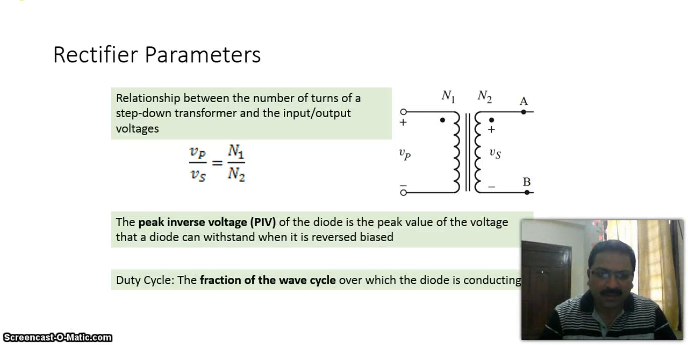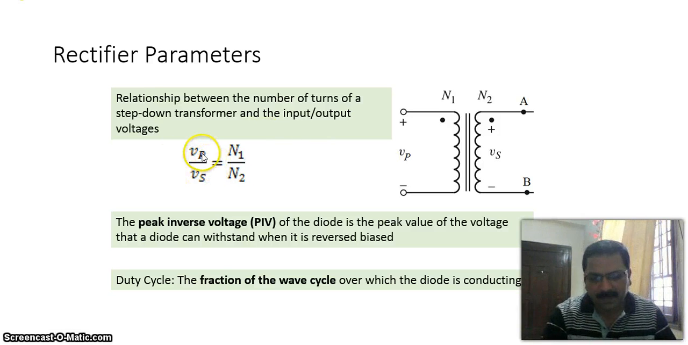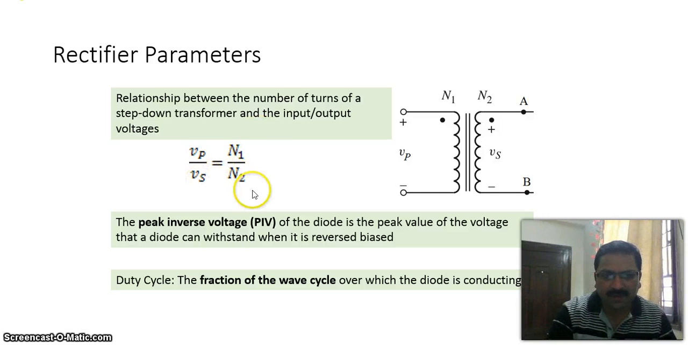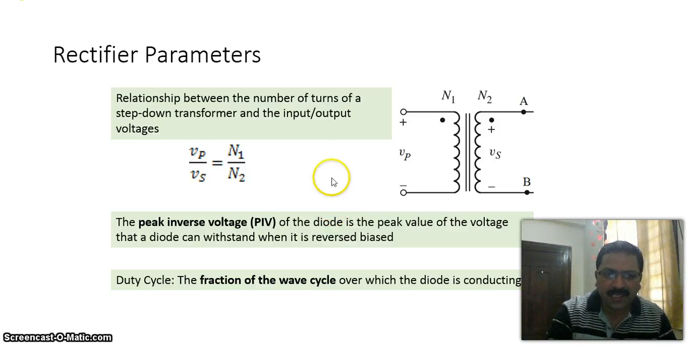If you want to generate low voltage DC from high voltage AC, we need to step down. This is a simple transformer formula: Vp by Vs, that is primary voltage by secondary voltage, is equal to N1 by N2. Here N1 by N2 is the turns ratio. N1 is the number of turns on the primary side, and N2 is the number of turns on the secondary side.